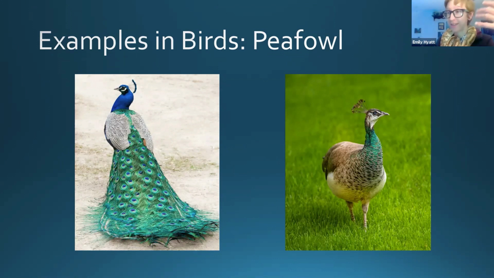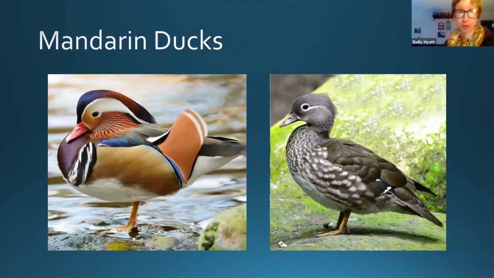And it's actually kind of a hindrance to him as an individual because he is less able to fly, he's less able to run away from predators, but the ladies like it, and that overrules it. So he can survive long enough that he can have offspring with the females and pass that trait on to the next generation. Mandarin ducks, that's a pretty big, obvious difference. The males are flashy and pretty to attract the females.